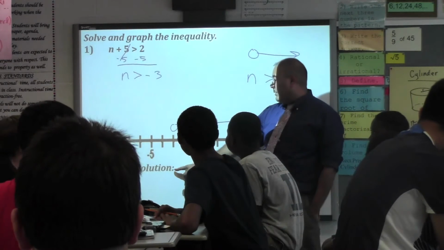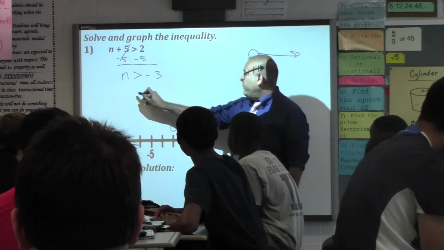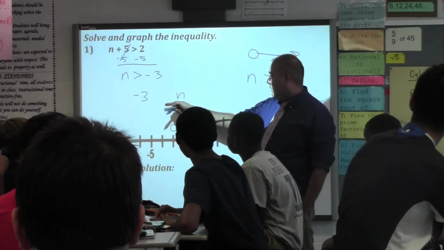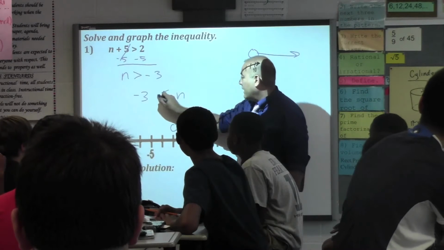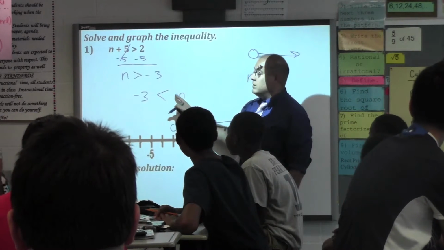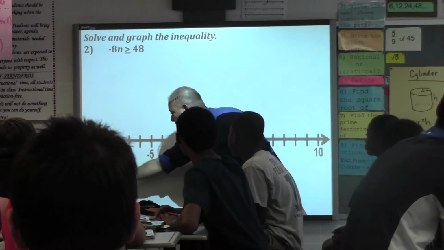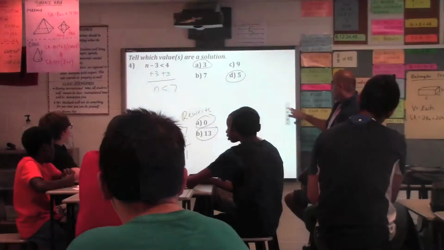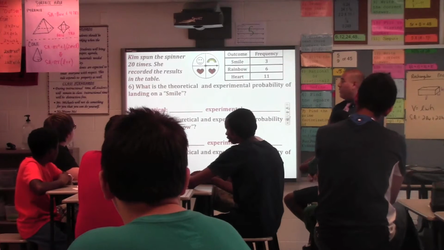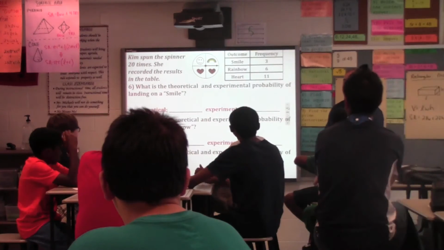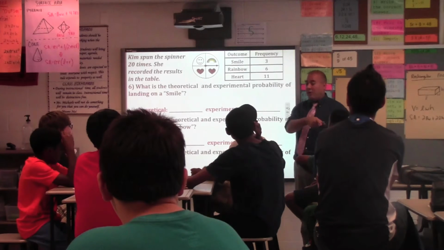Now when we say rewrite the solution a different way, if I flip-flop the negative 3 and the n, what's the alligator going to eat in this case? N. So it's negative 3 is less than n, which is the same thing as n is greater than negative 3. If I take a look at this example problem, now another part I want to review is the theoretical and experimental probabilities. What's the difference? Blake's starting us off. What's theoretical?